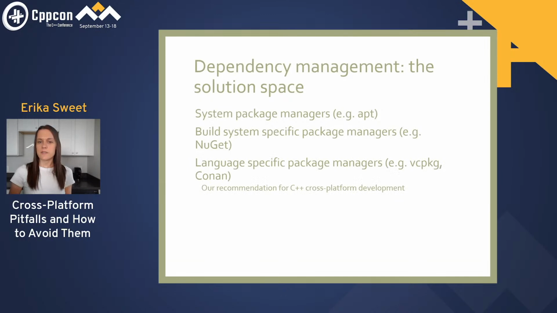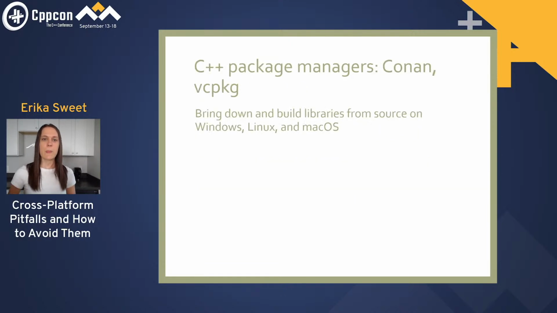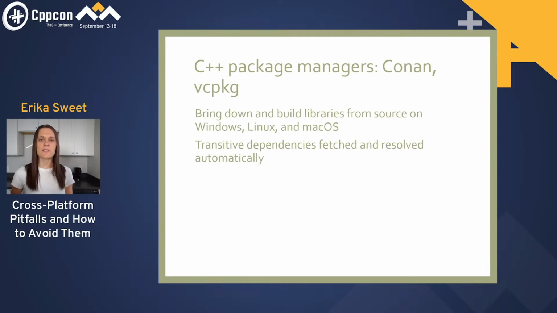Finally, there are language-specific package managers, which is our recommendation for C++ cross-platform development. Two C++ package managers that are being actively invested in are Conan and vcpkg, and this list of qualities applies to both of those tools. So both Conan and vcpkg are themselves cross-platform and allow you to bring down and build libraries from source on Windows, Linux, and Mac. They both automatically fetch and resolve transitive dependencies for you.